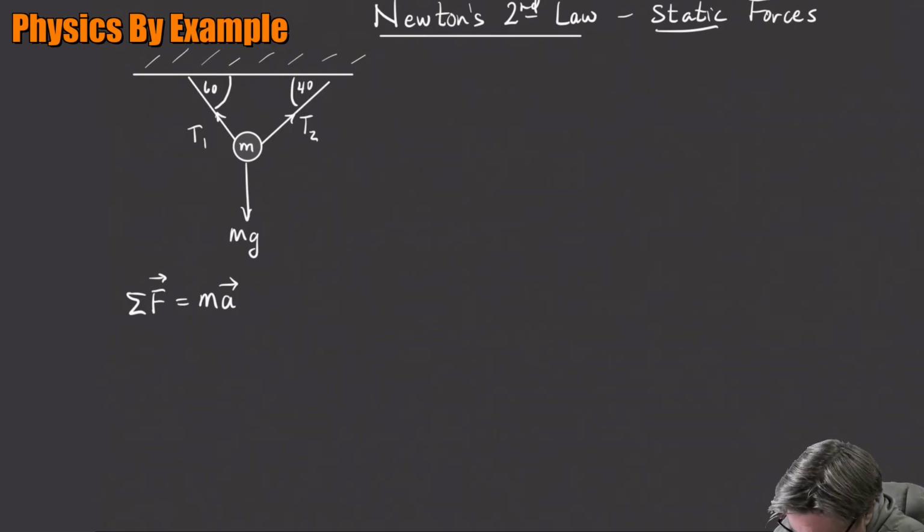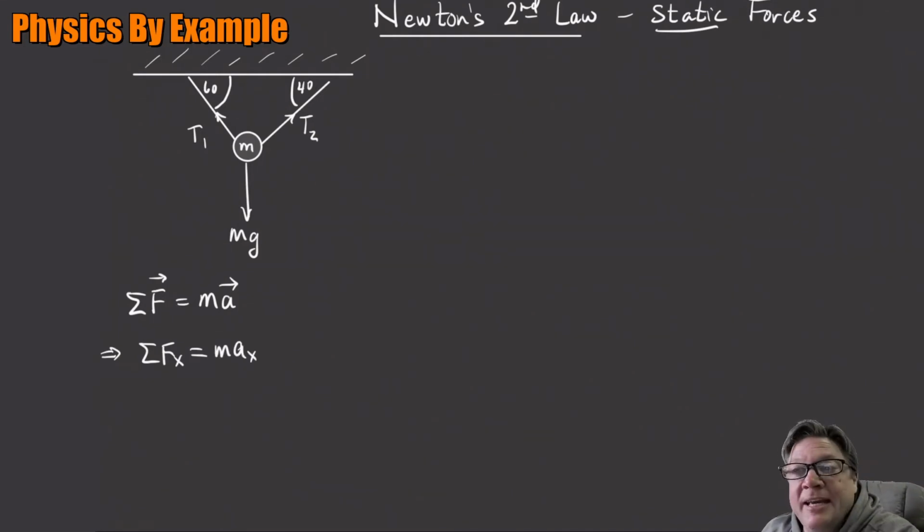So this means that it's a vector equation. And remember, a vector equation holds in the x and the y directions. So it ought to be true that if I sum all the x components up, this equals m a_x, and then if I sum all the y components, this should equal m a_y. So both of those should hold. And that's what we're going to do.